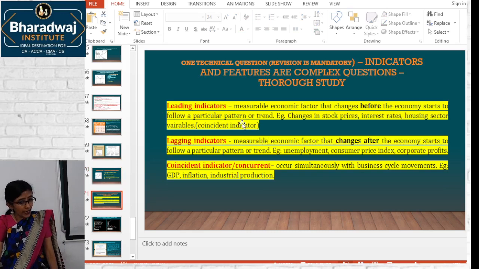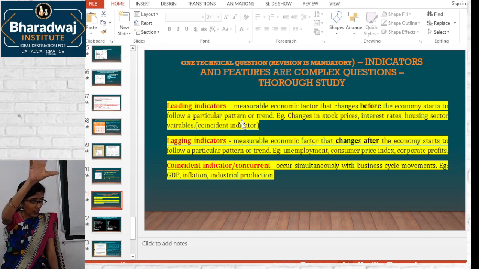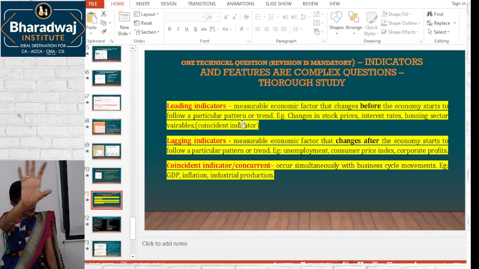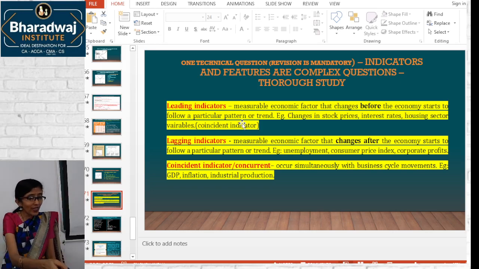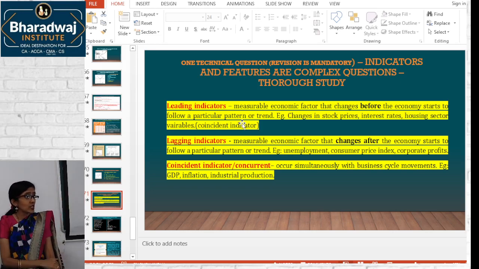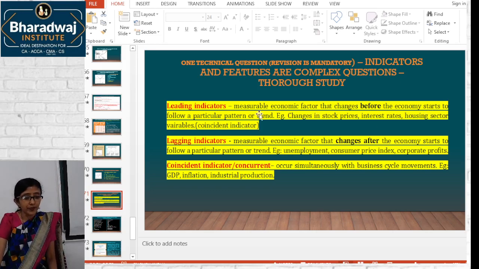So what is the leading indicator? Before the onset of that particular phase itself, changes will be observed in certain variables. So they are leading. In case of some variables, you will find that they will happen simultaneously. They are concurrent or coincident. Certain variables will exhibit the trend after the trend has started. They are lagging, lagging behind, slow.